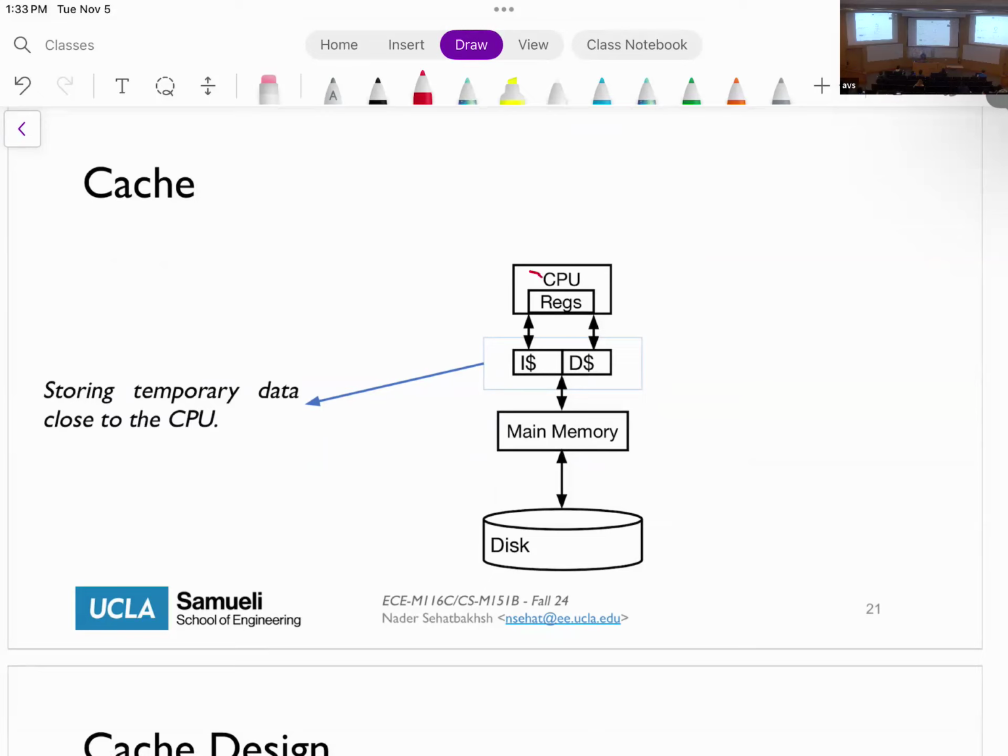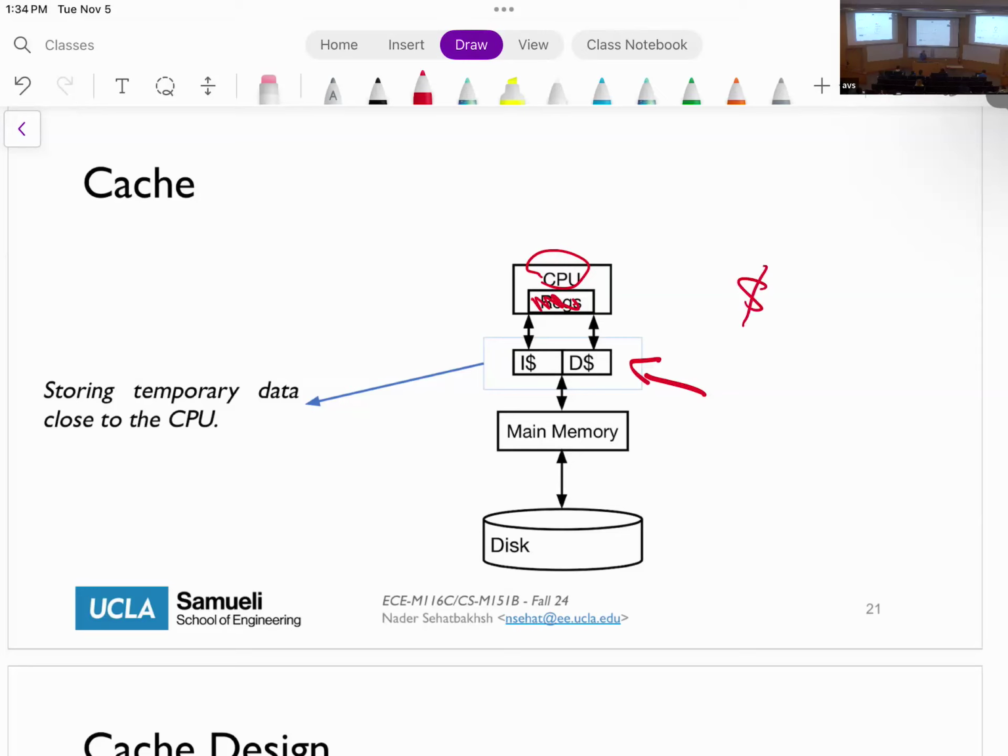So we're going to have the CPU. Within the CPU, we're going to have registers. Registers are really part of the CPU. They're not separate modules outside the CPU. They're literally designed within the chip. Then I'm going to have caches, okay?